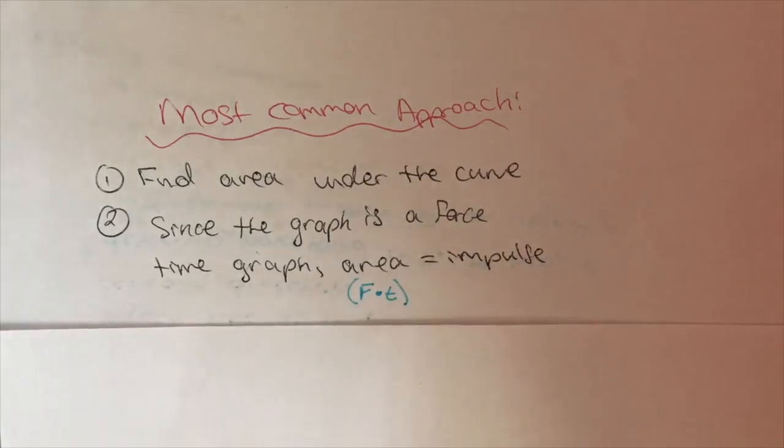Once you have that value, you'll have to look and see what the question's asking. If the question said something like, if the momentum of the cart was initially 2, what is the final momentum? Then you just add the area under the graph to the 2.